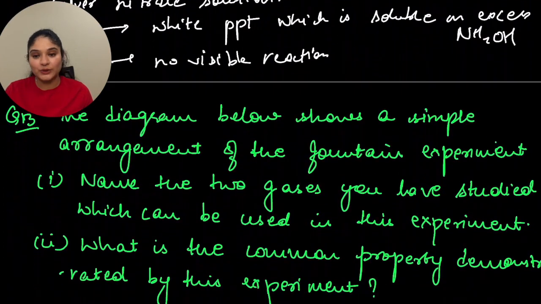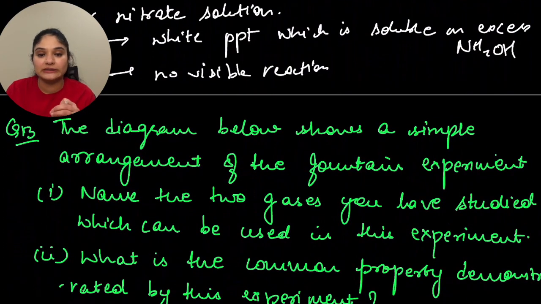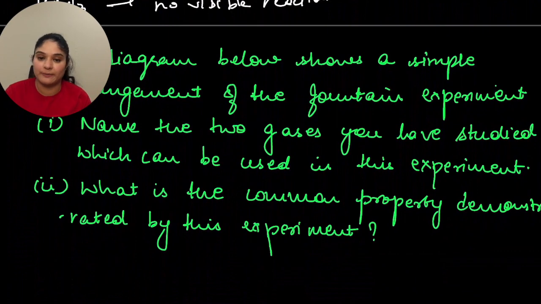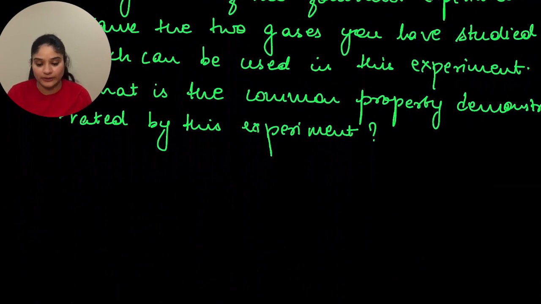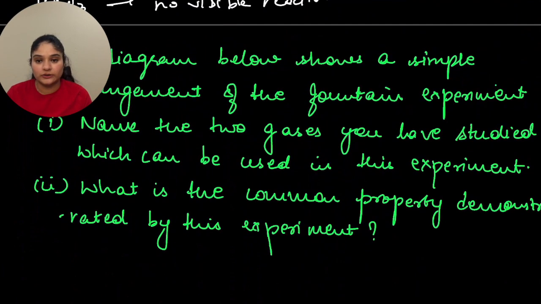Let's move ahead to the 13th question. The diagram below shows a simple arrangement of the fountain experiment. Name the two gases you have studied which can be used in this experiment. What is the common property demonstrated by this experiment? So the diagram is not there, but it's the basic fountain experiment. So let's just quickly answer the question.